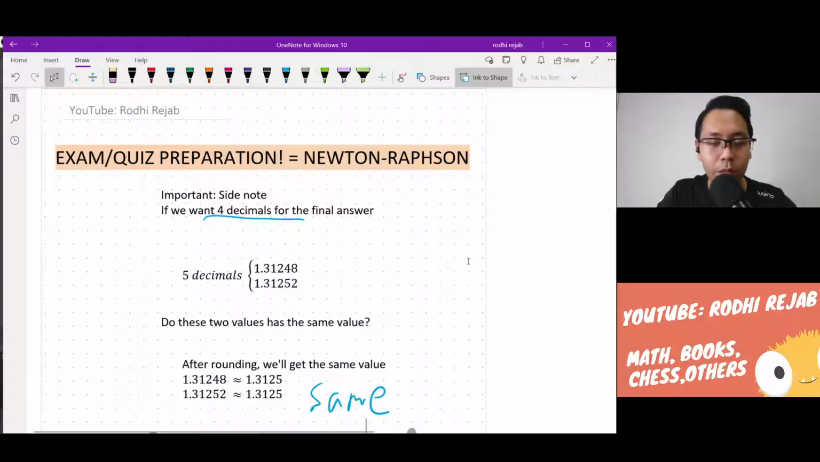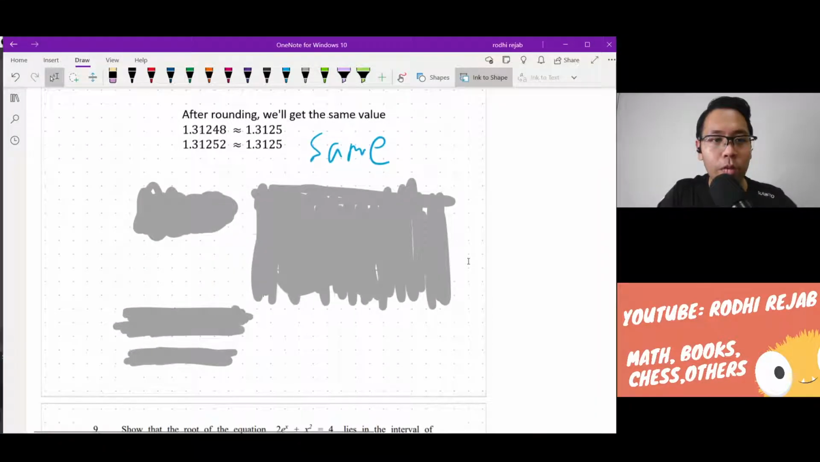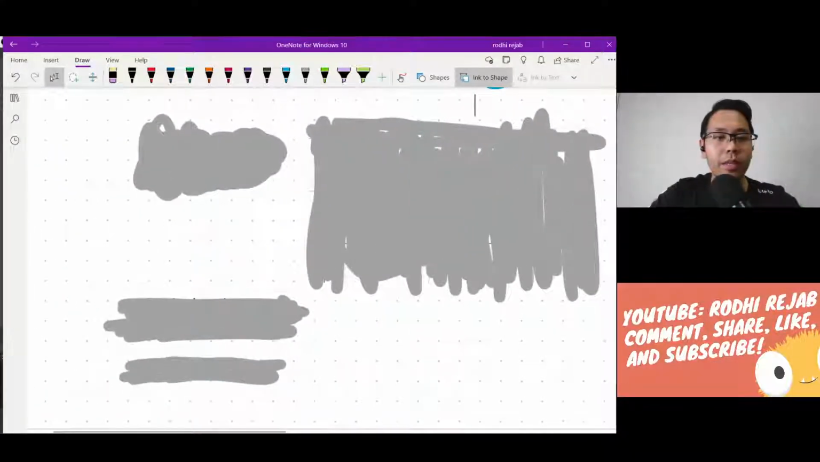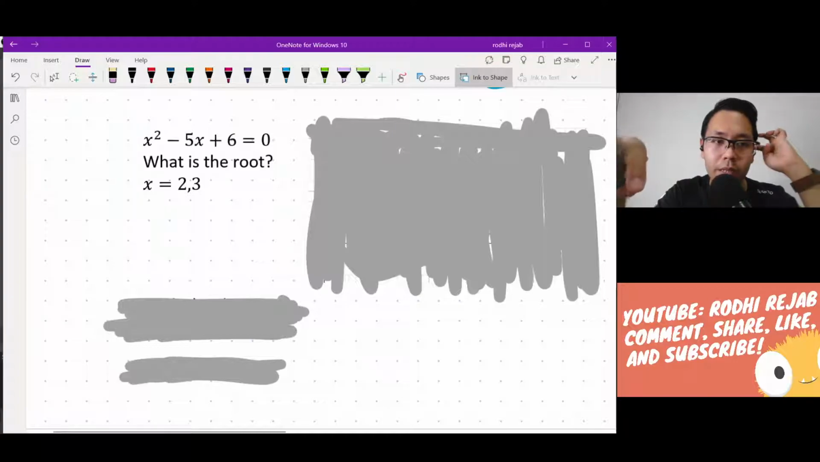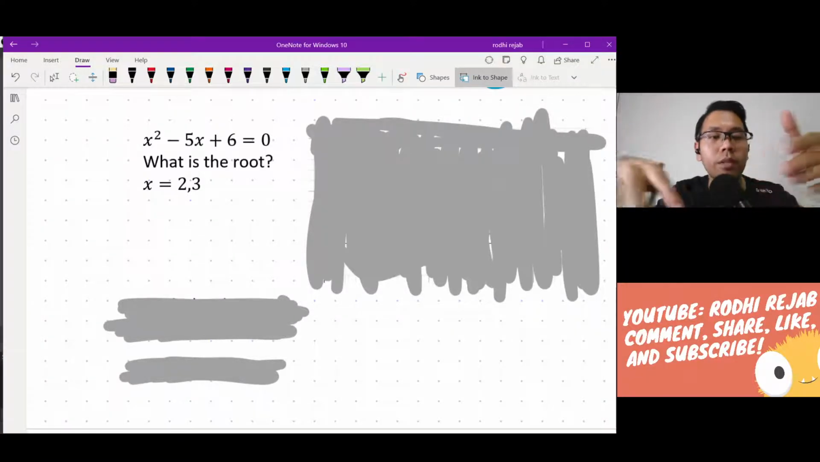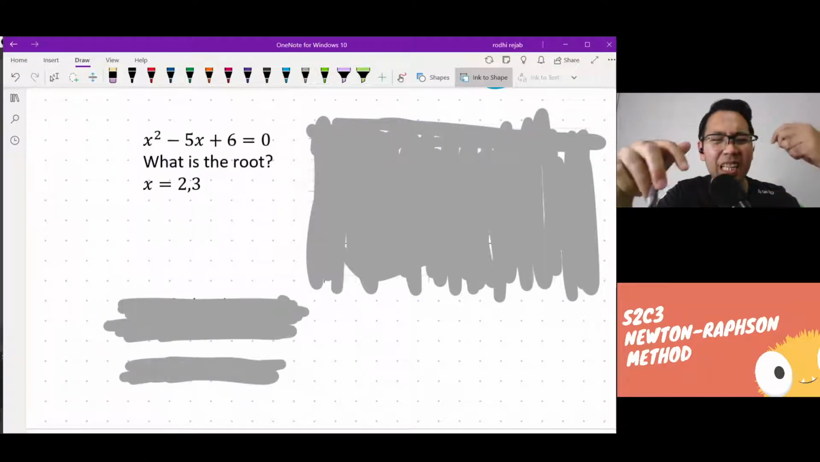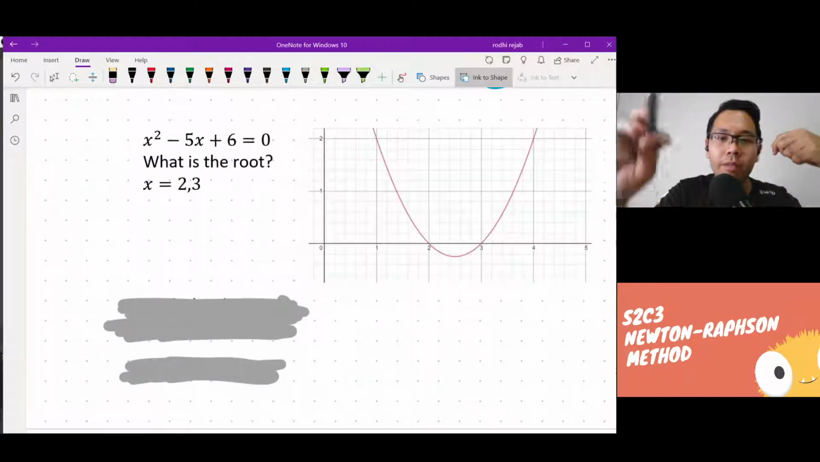Alright, so let's continue. Why do we need to learn Newton-Raphson? Well, in the past, people did not have a computer or a calculator. Let's say you're given this simple equation, x squared minus 5x plus 6 is equal to 0, and you want to know the root. You can easily calculate 2 and 3, and you can even see from the graph that it lies over there, at 2 and 3.